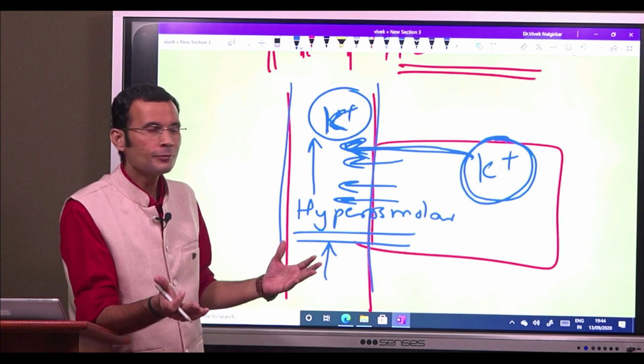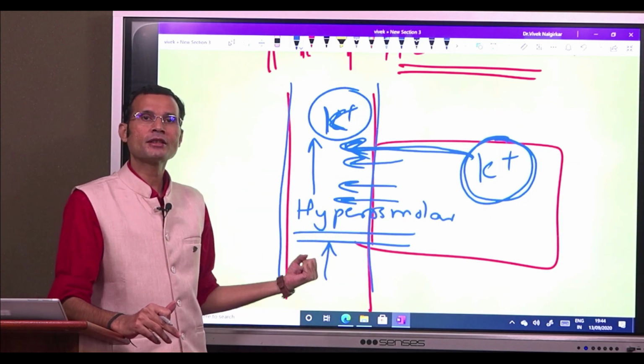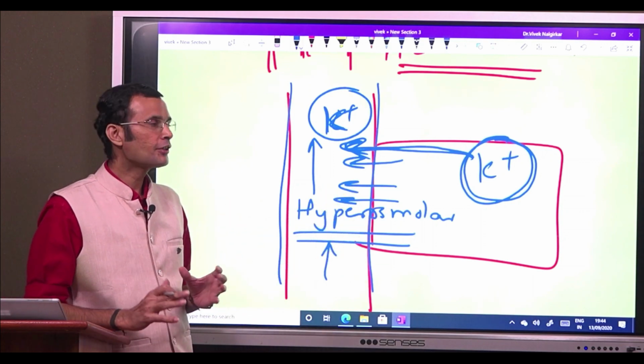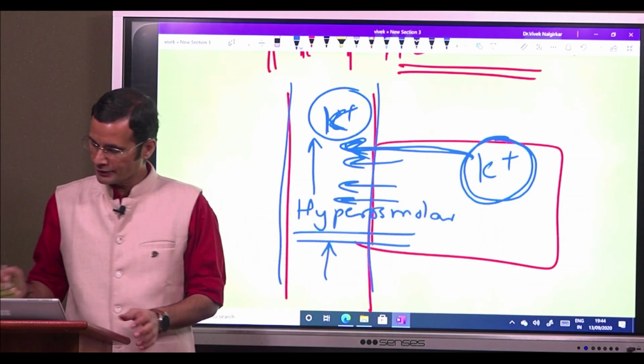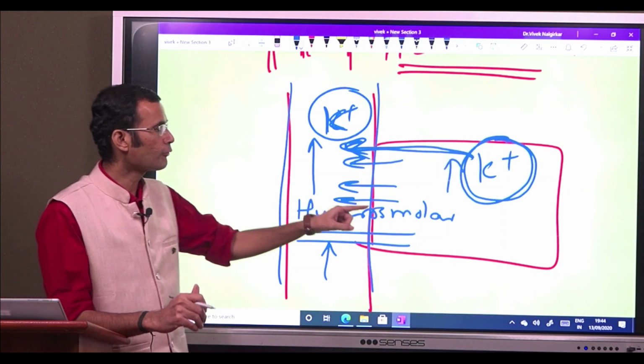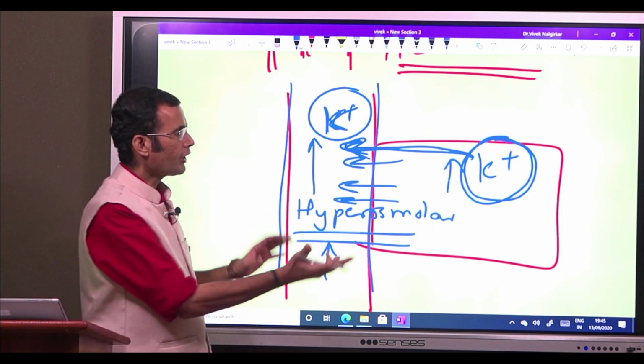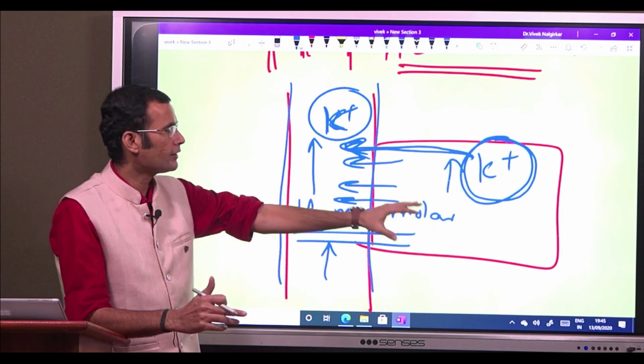So remember, if there is hyperosmolarity of the plasma, the potassium will come out of the cells into the plasma, into the blood, resulting in hyperkalemia. I told you the reason. The cells will dry up because water has come out due to the hyperosmolarity, and therefore the potassium concentration will rise inside the cells, and that potassium will come out because of the favoring concentration gradient from inside to outside.